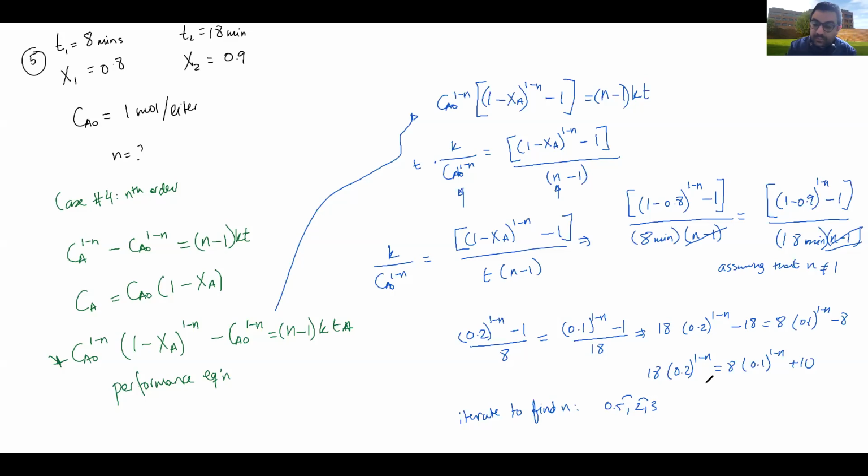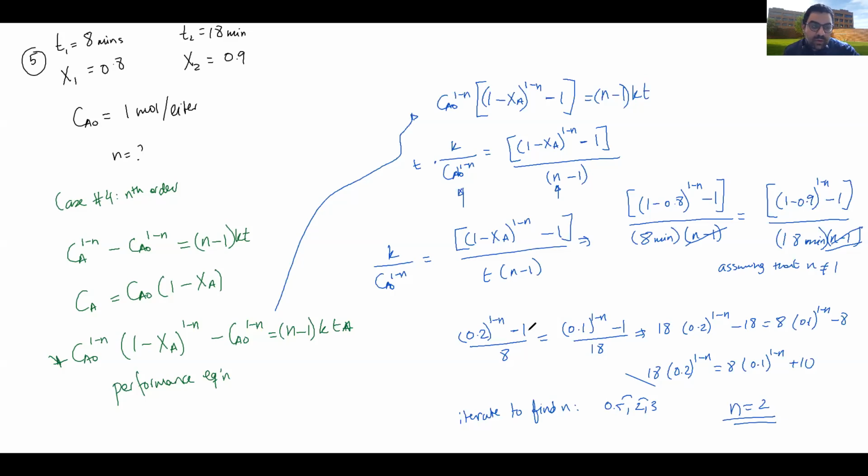Because if you do 0.2 to the minus 1, it's 5, multiplied by 18 is 90, right? And then 8 multiplied by 0.1 to the power minus 1 is 80, plus 10, that's 90, right? So in this case, n is equal to 2.